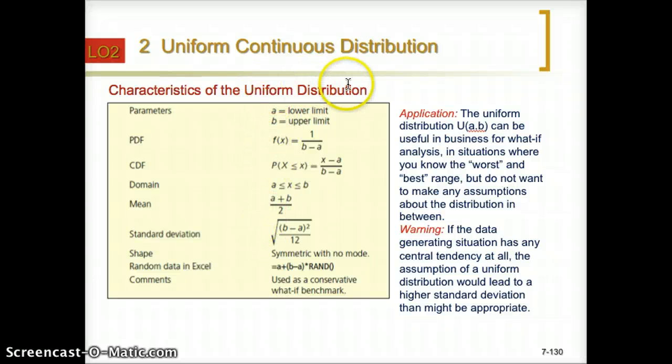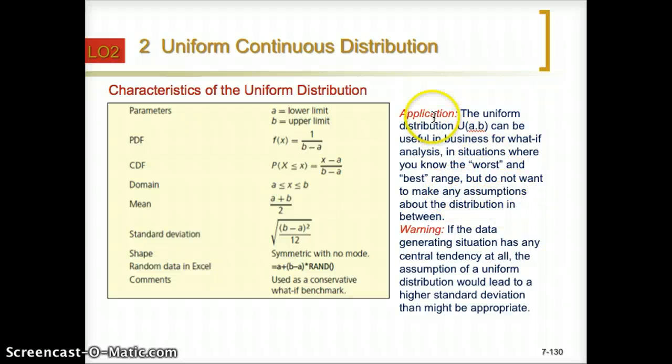The uniform distribution is quite popular and it's very useful for business analysis, especially for what-if analysis. Normally in the situation where what we care about is only the worst situation and the best situation, in this kind of case, we will plan to use the uniform distribution because there is a lower bound and there is an upper bound.